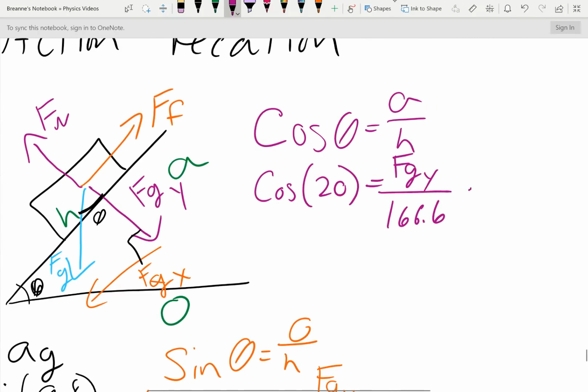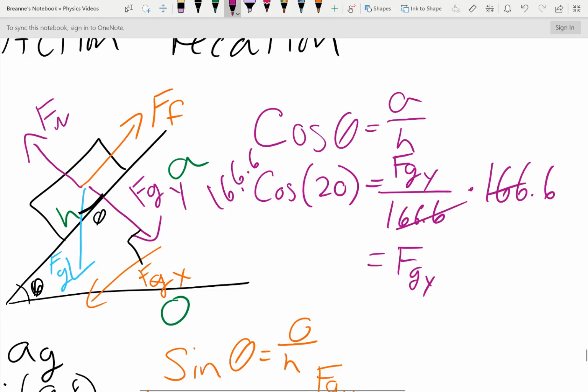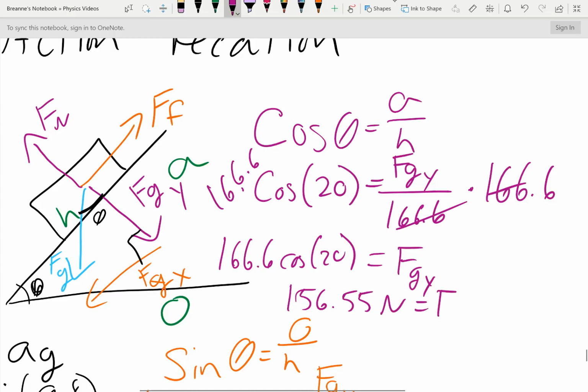Again, we need force of gravity in the y by itself. The opposite of divide is multiply. What you do to one side, you have to do the other. And so you end up getting your force of gravity in the y equaling 166.6 cosine of 20. Plug that into your calculator, and you end up getting 156.55 newtons for your force of gravity in the y.